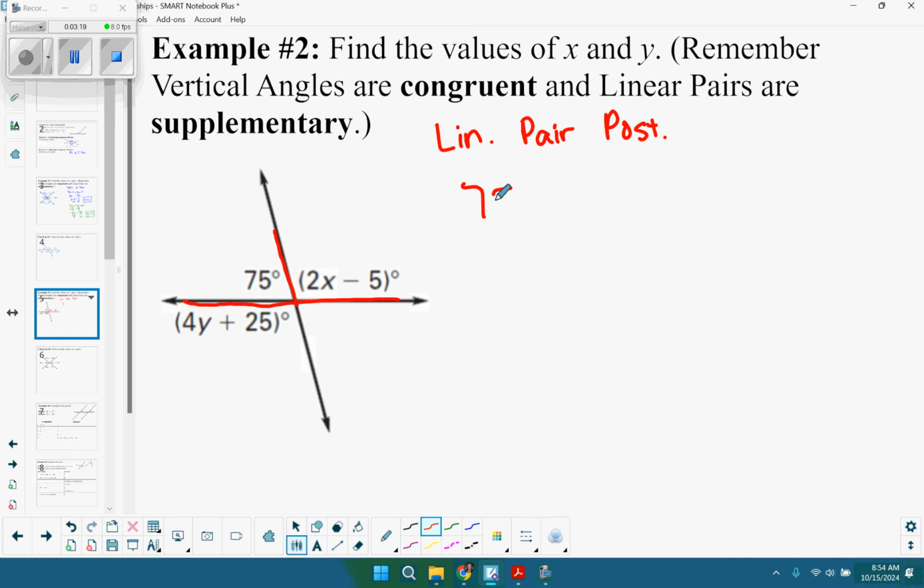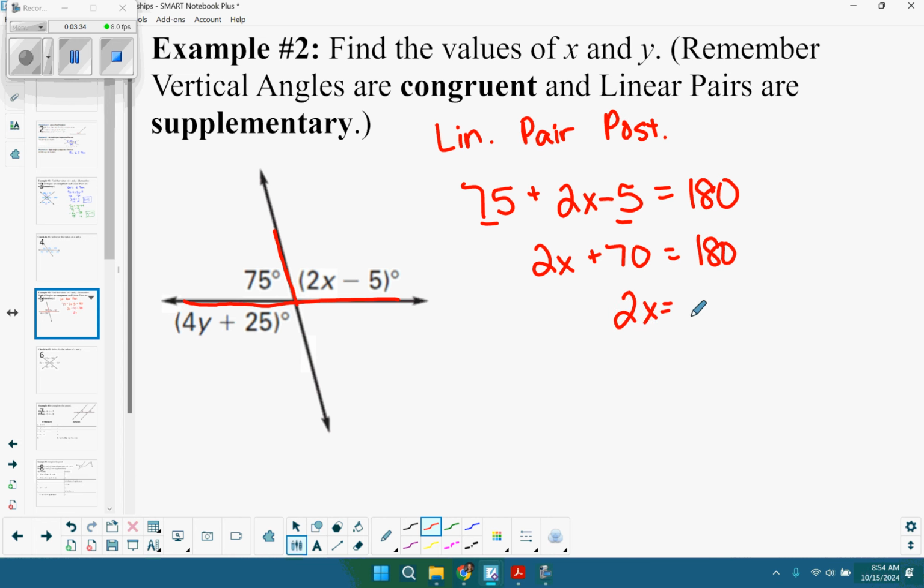So that's going to be 75 plus 2x minus 5 equals 180. Combine our like terms. We have 2x plus 70 equals 180. Take away 70 from both sides. 2x equals 110. Divide both sides by 2, and x is 55.